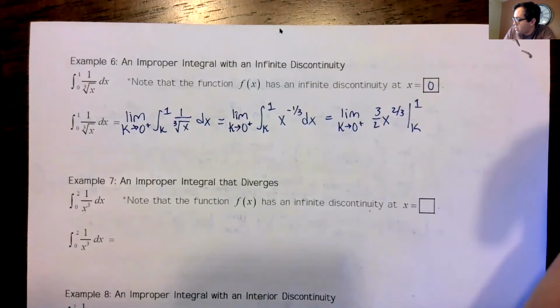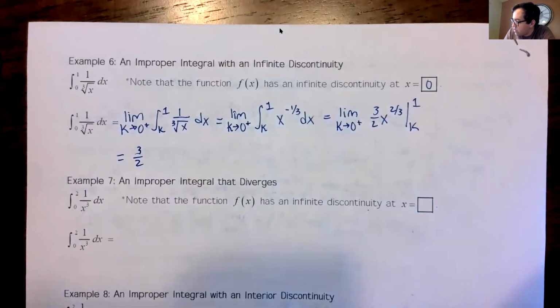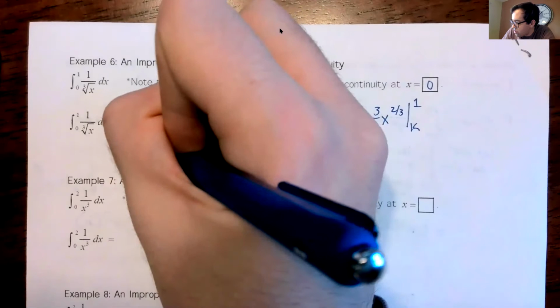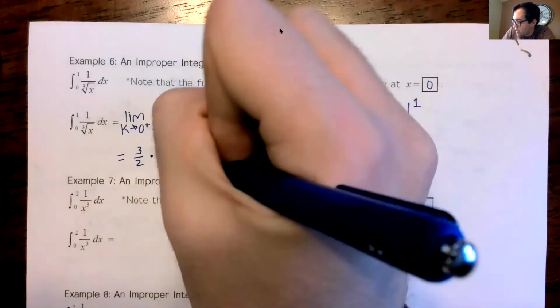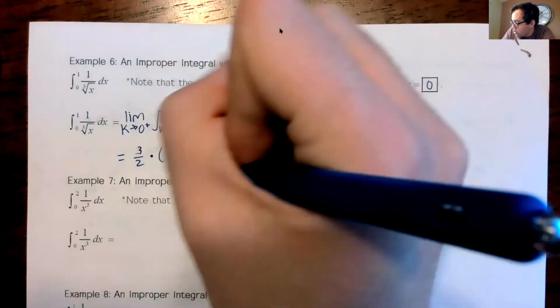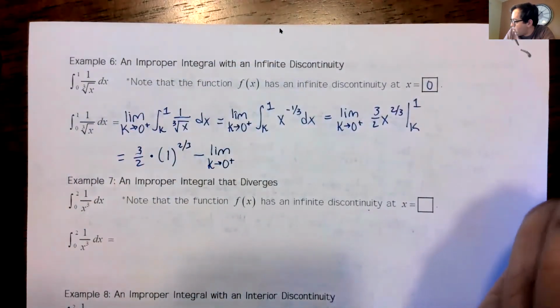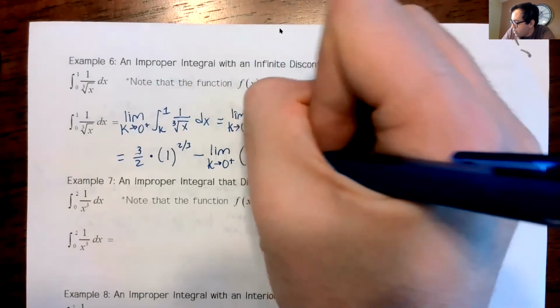And then I can start to plug this in. So when I plug in the 1, I don't have to write the limit. So we have 3/2 times 1 to the 2/3 minus the limit as k approaches 0 from the right of 3/2 k to the 2/3.